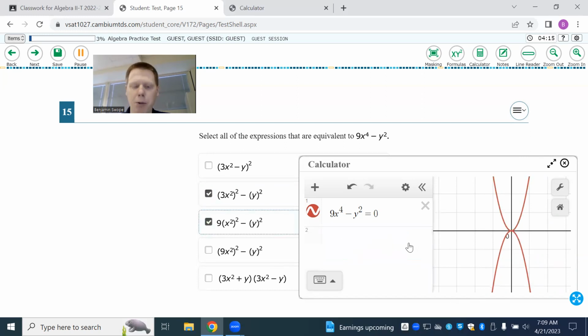Because this question, if it's multiple choice, just pick one choice. But if you see these little square boxes and it says select all, it can be more than one answer.